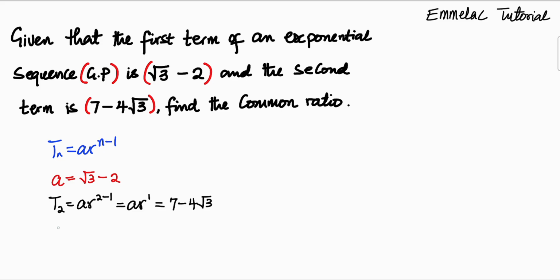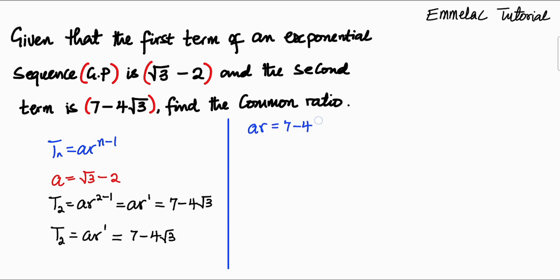Now since T_2 is a r to the power 1, which is equal to 7 minus 4 root 3, we can say that a r equals 7 minus 4 root 3. Take note, our first term is given as root 3 minus 2, so here we have root 3 minus 2, then r equals 7 minus 4 root 3.